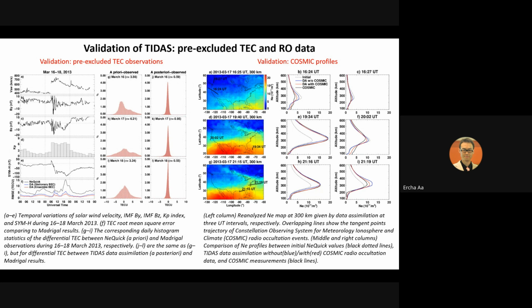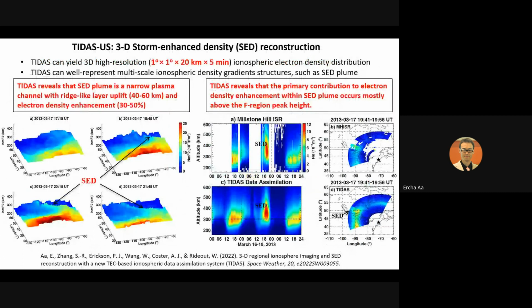Now we can go back to discussion of the SED. I'm going to talk more about the science insights. Okay, so what science insights can TIDAS provide us? We can see these left panels. So these are the shaded contour of the F2 layer peak density, NMF2, so that's the color, and HMF2, that's the peak height of the F2 region, so that's the vertical axis. So they show the evolution of the HMF2 and NMF2 during the storm enhanced density plumes.